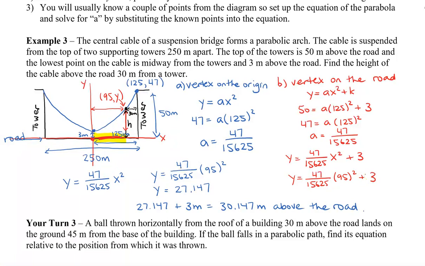You can see that this time, if you look, that is the same equation as the one that I have over here, except that the plus 3 is already built in to my question. So when I calculate this y value here, I'm actually going to get the 30.147 meters above the road all at the end already. And that's how you do a parabola word problem.